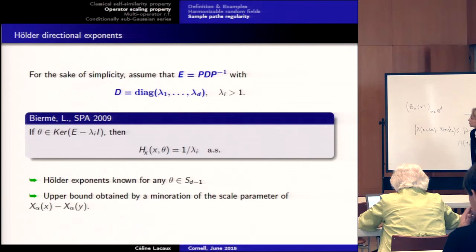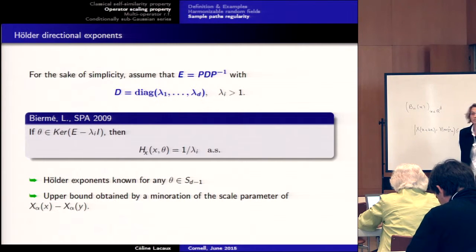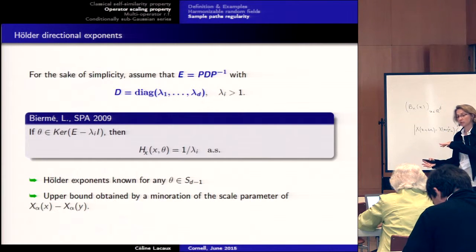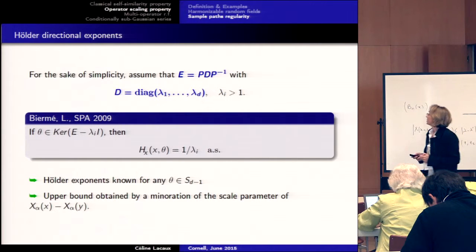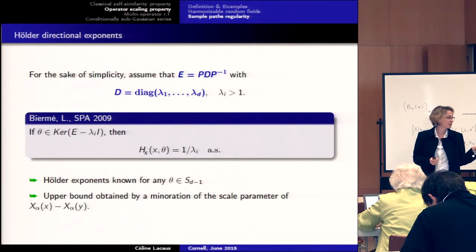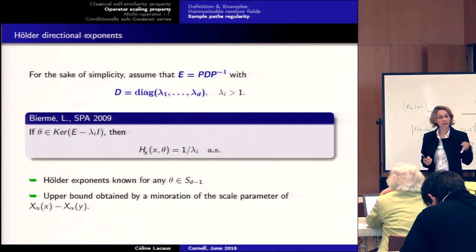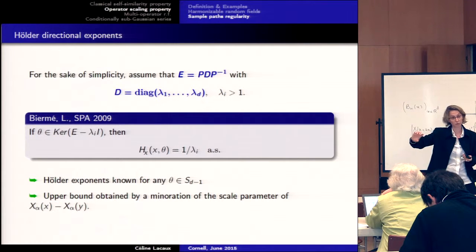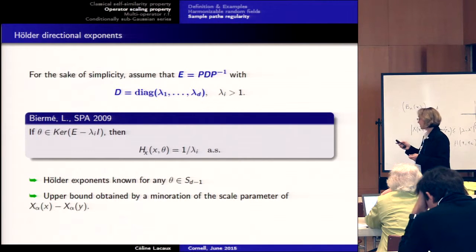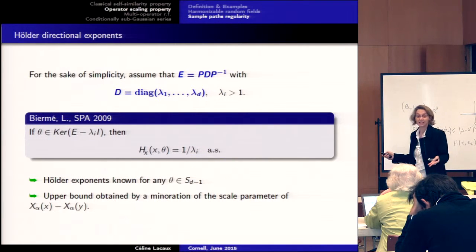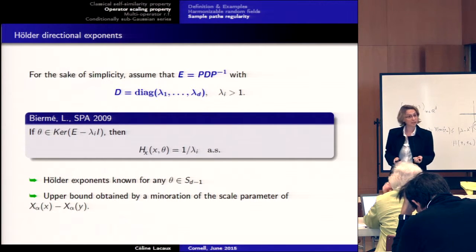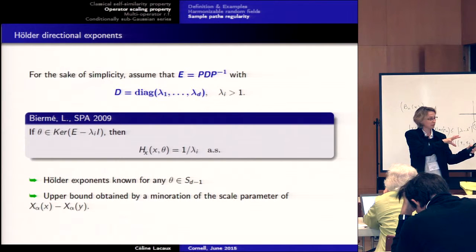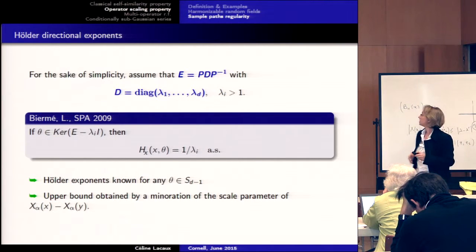So how do I do that? It's only a control of the scale parameter. I will give a minoration of the scale parameter, and this will give me an upper bound for the Hölder exponent. So as I said at the beginning, what is nice is that now the sample path regularity depends on the direction in which I look at the process. So that means they depend on theta, because lambda E, lambda I depend on theta. However, they do not depend on x. That means if I have a look at the process around 0 or around 1, it's the same.